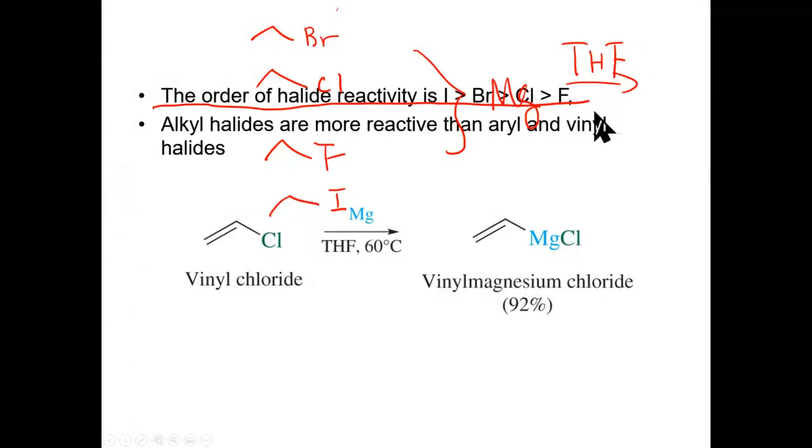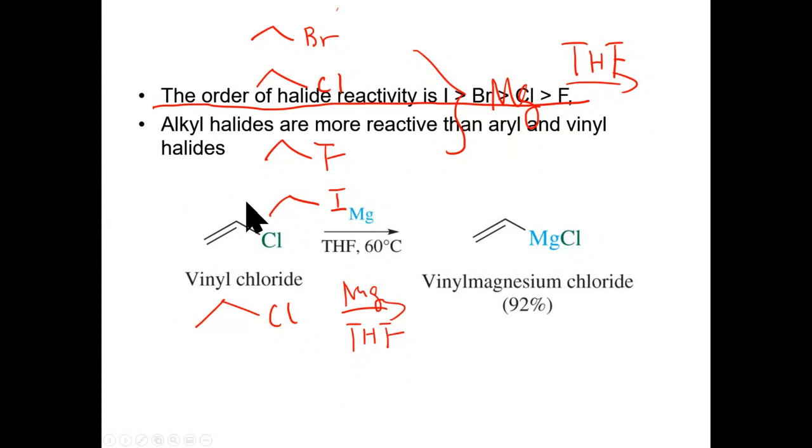So this observation suggests that the carbon-halogen bond is cleaved in the rate limiting step. Now, the second one: alkyl halides are more reactive than aromatic and vinyl halides. So if you compare these two chlorides reacting with magnesium in the same solvent, you will see this halide will be substantially more reactive than this chloride.